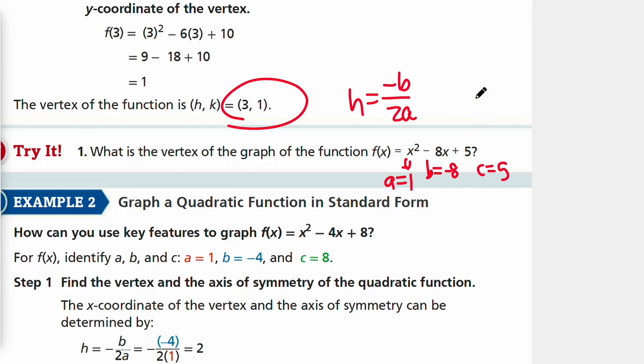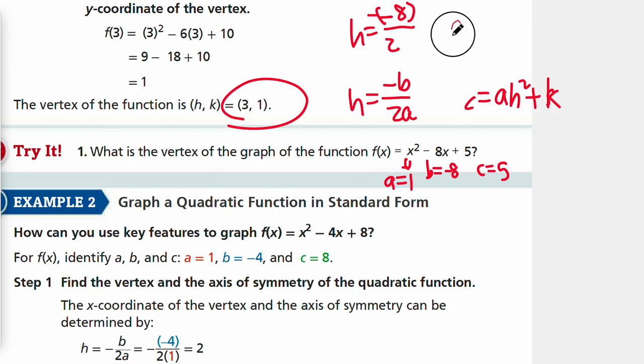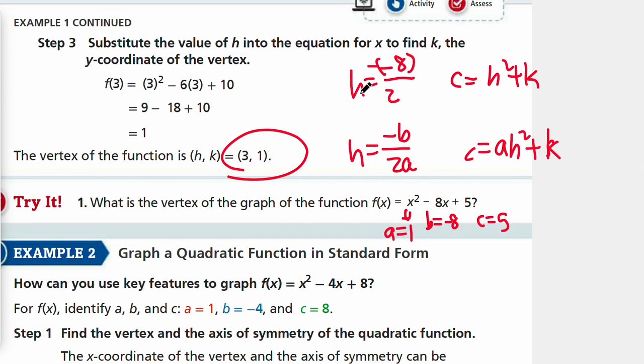So writing that down, you can figure out the two equations. Write whatever you already know. So a we know, and b we know. So h is going to be negative negative 8 over 2a, which is just 1. And c is equal to 1 times h squared, so h squared plus k. Okay, and then we can first solve for h.